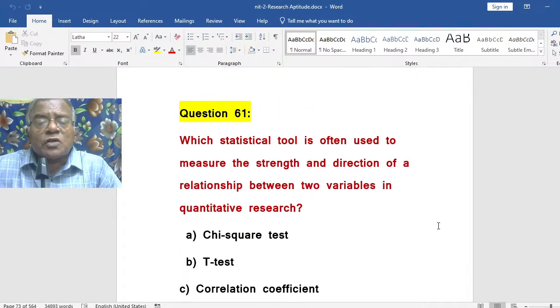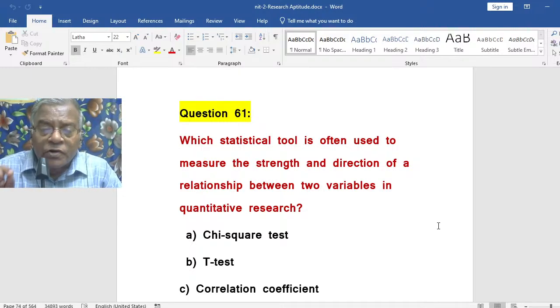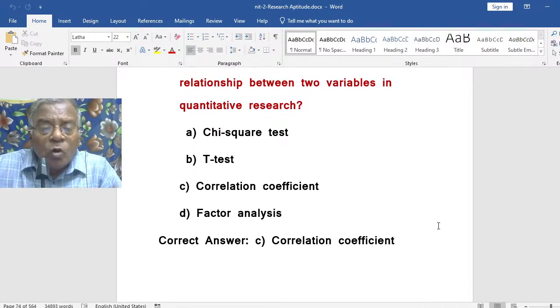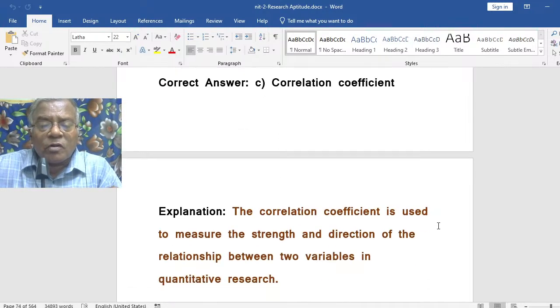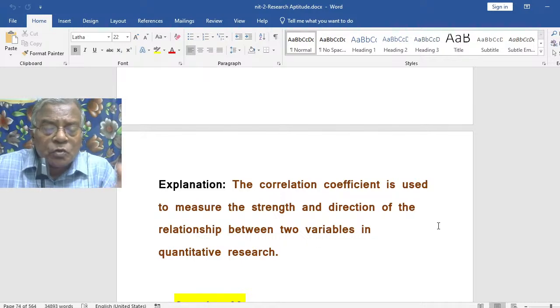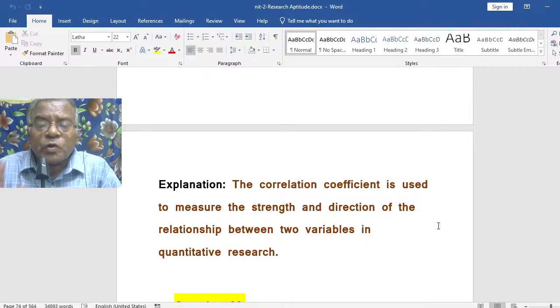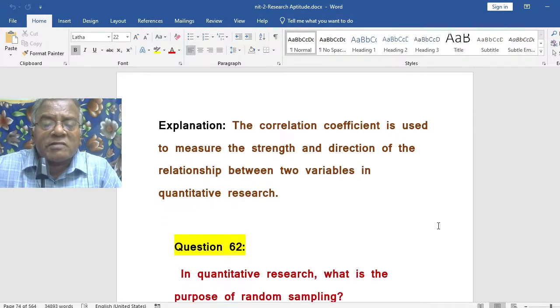Which statistical tool is often used to measure the strength and direction of a relationship between two variables in quantitative research? That is a correlation coefficient. The correlation coefficient is used to measure the strength and direction of the relationship between two variables in quantitative research.